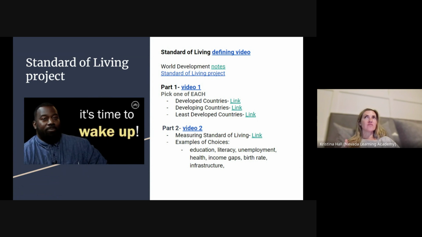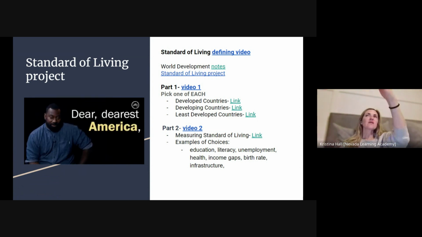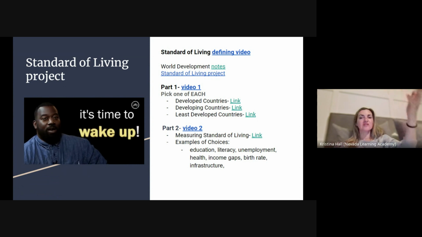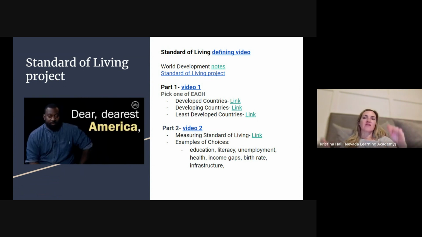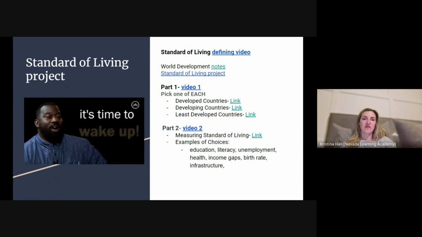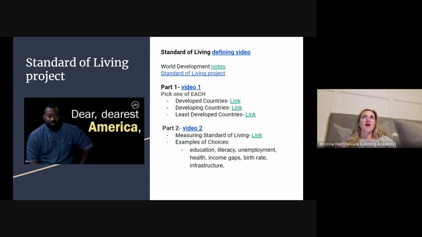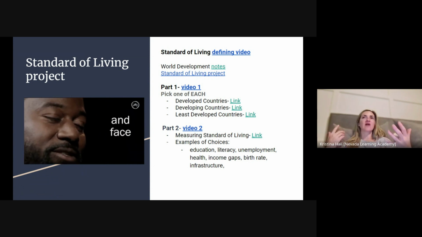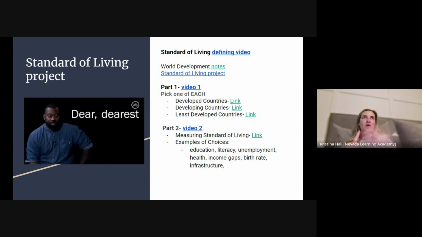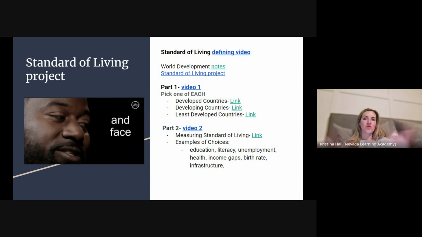The lower the unemployment, usually the more developed or the better off the country. The higher the unemployment rates, usually that means a lower standard of living because more people are impoverished. It's hard to find work. So infrastructure, that's buildings. Do they have a lot of hospitals? Do they have freeways, highways? So infrastructure is talking about buildings. Do they have a lot of skyscrapers, freeways, hospitals, paved roads, those kinds of things?